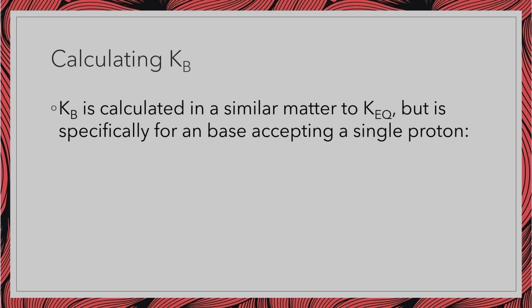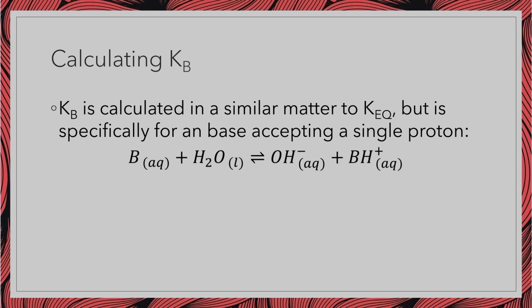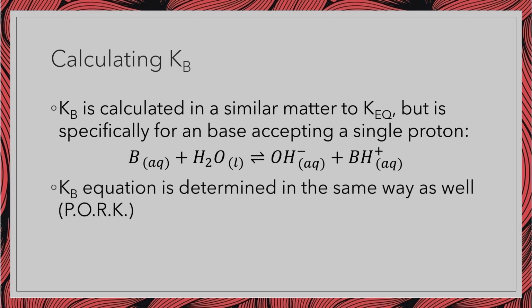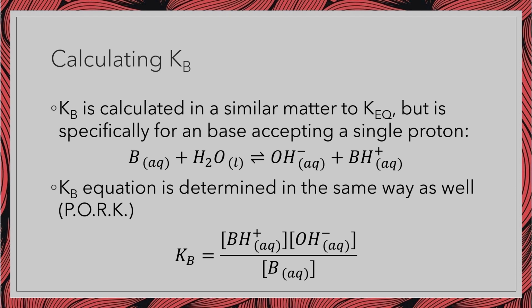Calculating Kb, very similar, but it's for a base accepting a single proton. So we have a base reacting with water, in equilibrium with OH- and the conjugate acid of the base, so the BH+. And again, we determine it using KEQ, so products over reactants. And remember, as water is a pure liquid, we leave that out. So we get Kb is BH+ times OH-, all over the concentration of our base.